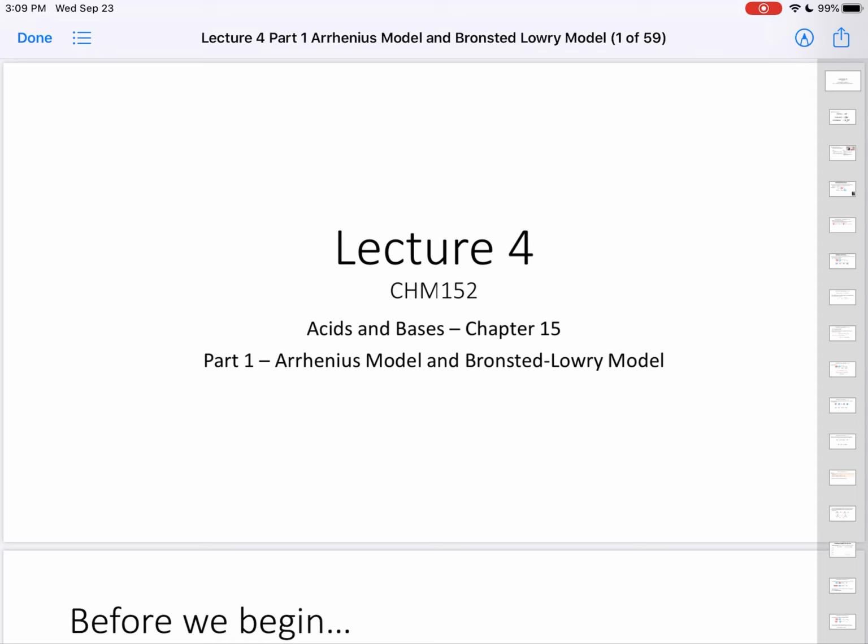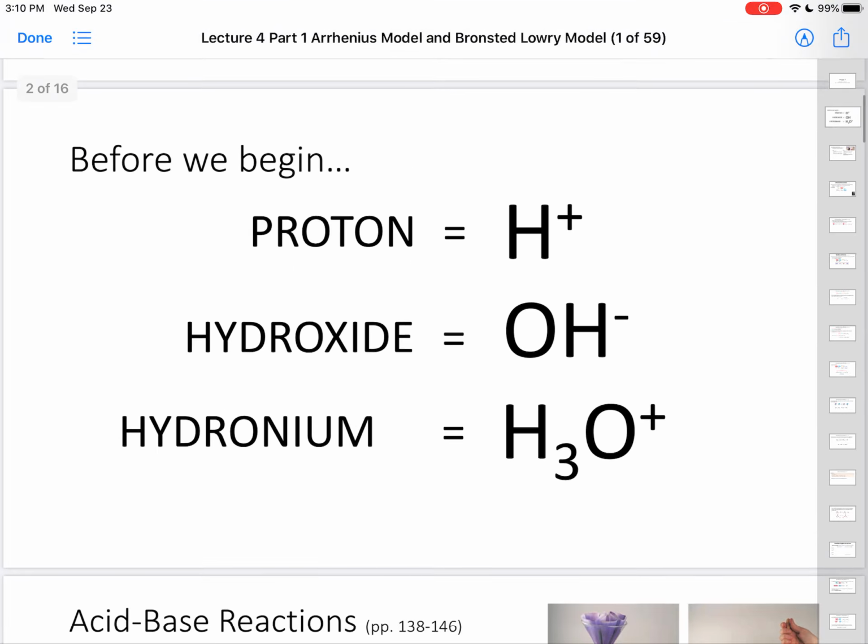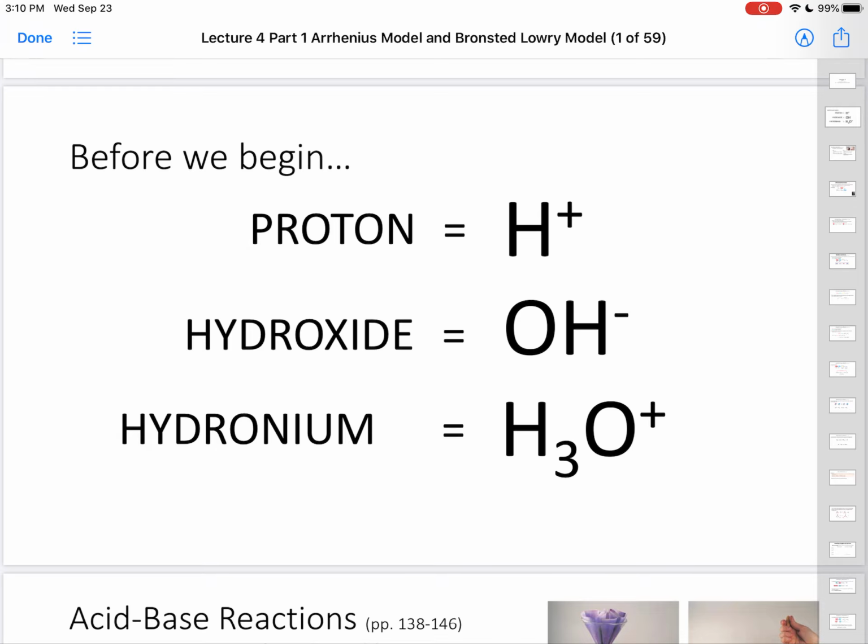In terms of this chapter, Part 1 will cover Arrhenius models and Bronsted-Lowry models of acids and bases. There is one more model called the Lewis model that will be covered in the next video. Before we begin, it is important to remember three terms. A proton in this chapter is referred to as H+. A hydroxide is referred to as OH-, and hydronium is H3O+, which is just when H+ reacts with water. It does immediately form H3O+. So that is what we call a hydronium ion.